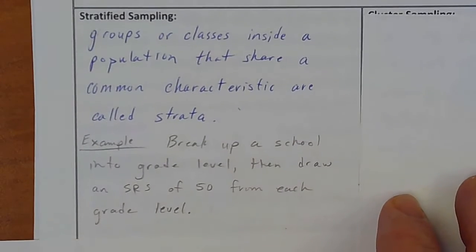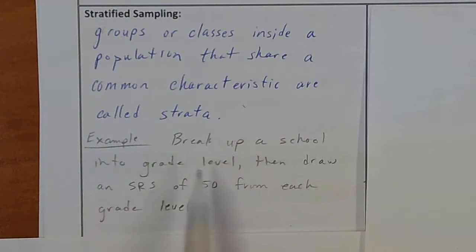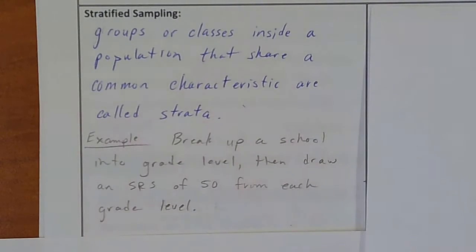Okay, so it's good to provide an example for these. I want you to try to put this in here as well. Break up a school into grade level, then draw SRSs of 50 from each grade level. Because maybe you're taking a survey about opinion on cafeteria food. You might know that the opinion on this for freshmen varies differently than seniors. So you might want to break up that data to see the differences, okay?